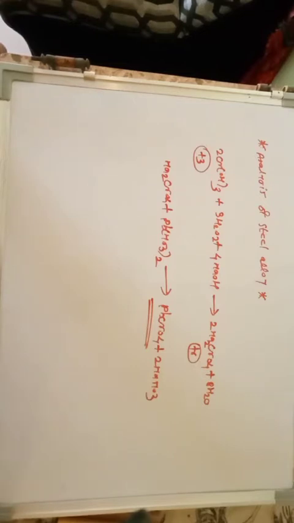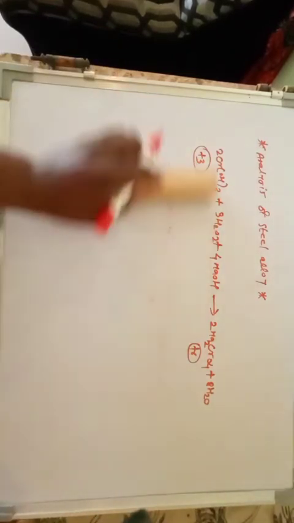And this sodium chromate will interact with lead nitrate solution to convert into lead chromate. And from the weight of this lead chromate we can determine the percentage of chromium. So let us discuss the procedure for this determination. Procedure. So the reaction, we already discussed the reaction.